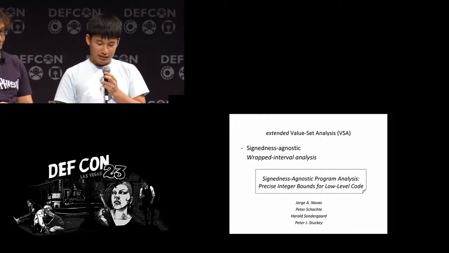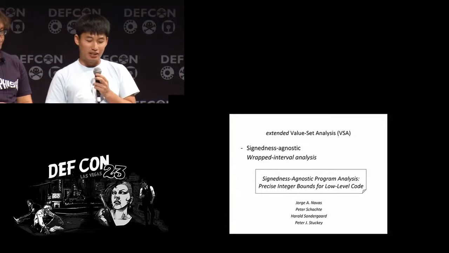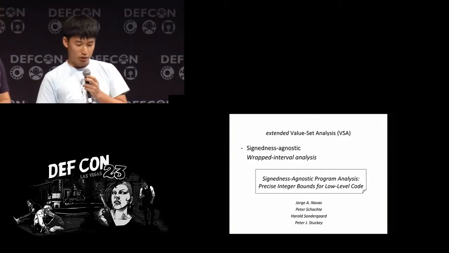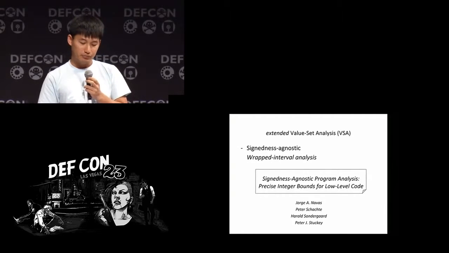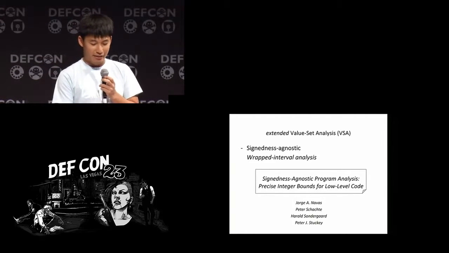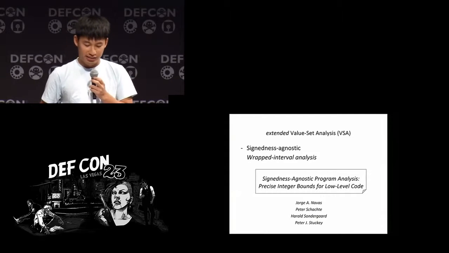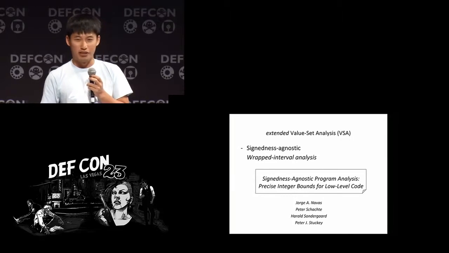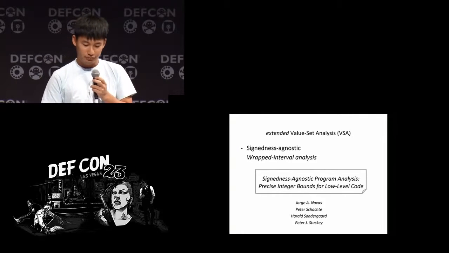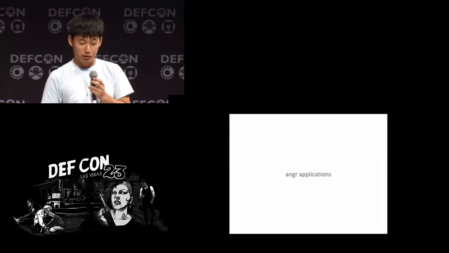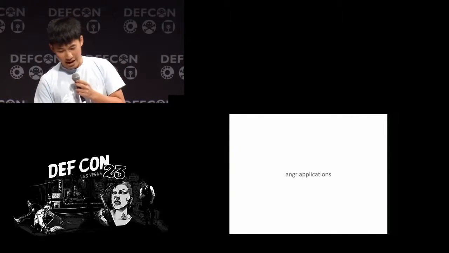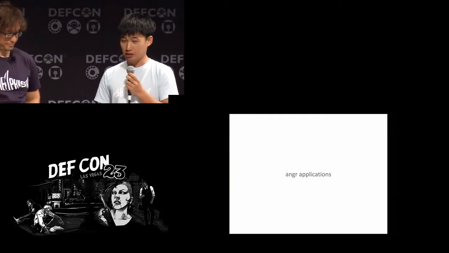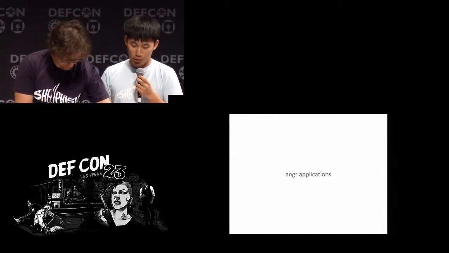Our next improvement is we made our VSA signedness agnostic. That is, we included another analysis called wrapped interval analysis. The credit goes to George A. Navas, who has the paper on signedness-agnostic program analysis that was published in 2012 at a programming analysis conference. And with that, the precision of our analysis of binary code is greatly improved. And now I'll give it back to Yan, and we're going to talk about applications and a real demo.